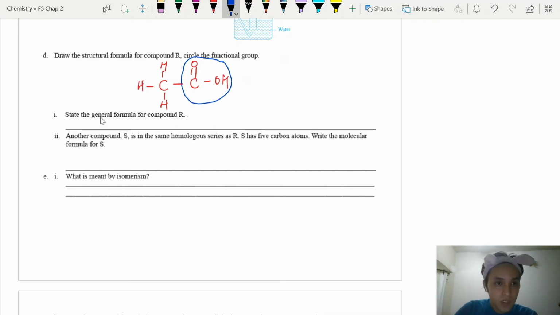Okay, general formula for carboxylic acid. You need to remember CnH2n+1COOH. Okay, so this is the general formula. Another compound S is in the same homologous series, meaning this is also a carboxylic acid, but they have 5 carbon. Write the molecular formula for S.